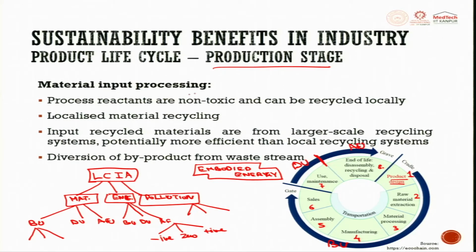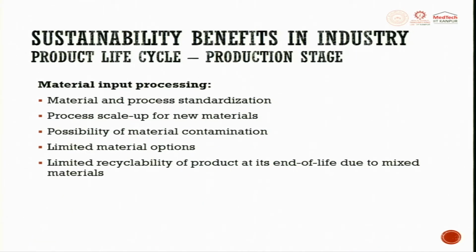So material input processing in a production stage: product process reactants are non-toxic and can be recycled locally. This is one of the important factors. Localized material recycling is to be taken care of. Input recycled materials are from larger scale recycling systems and potentially more efficient than local recycling systems. Diversion of a byproduct from waste stream is to be taken care of. So material input processing: material and process standardization, process scale-up for newer materials, possibility of material contamination, limited material options, limited recyclability of product at its end of life due to mixed materials.